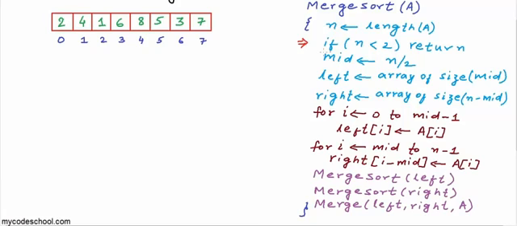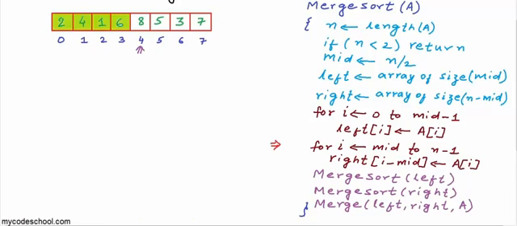This condition is not true, so we will not return and exit from this function. We will move forward. We will calculate the mid index. Now n is 8, so mid will be 4, and now we will create 2 arrays, left and right, one of size mid and another of size n minus mid. We will fill up these arrays.